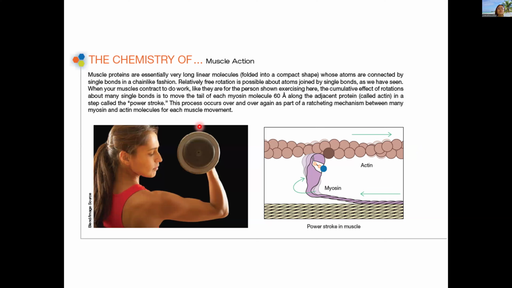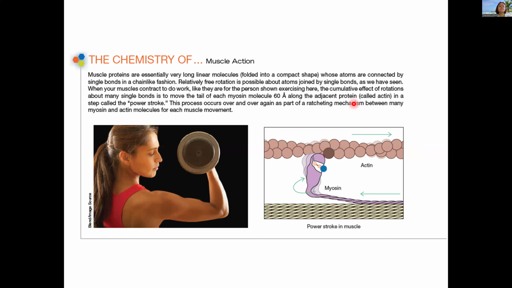And we'd like you to read on the chemistry of the muscle action. Okay. Muscle proteins are essentially very long linear molecules whose atoms are connected by single bonds like this. No? And relatively free rotation is possible about the atoms joined by single bonds. Whenever you see a single bond between carbon and carbon, carbon and hydrogen, carbon and other atoms, single bond only, it's possible for a rotation within the bond.